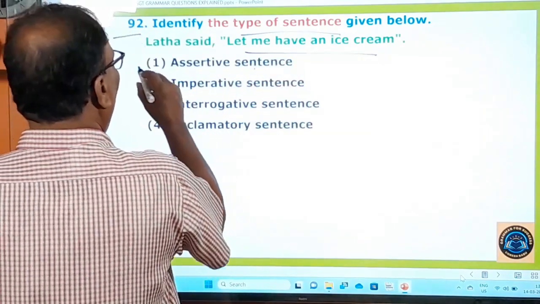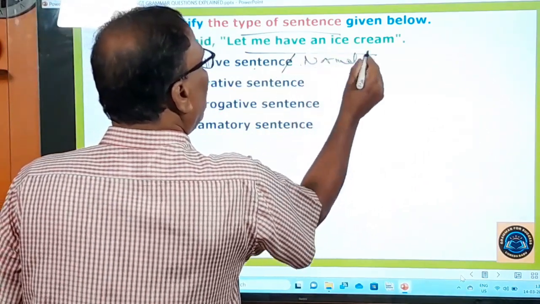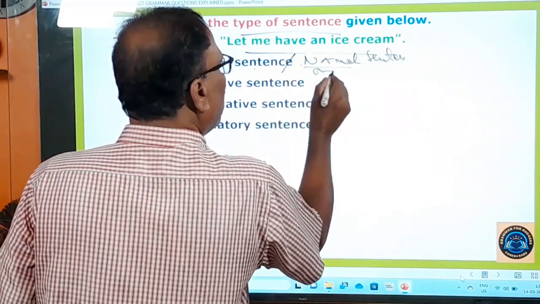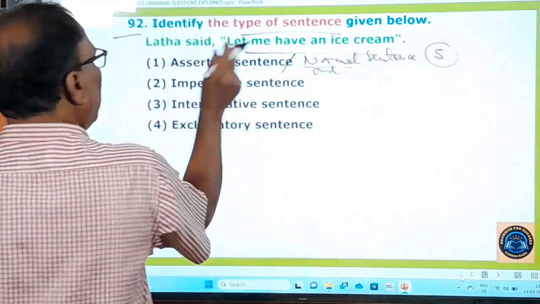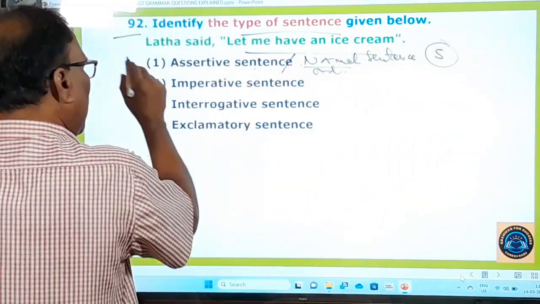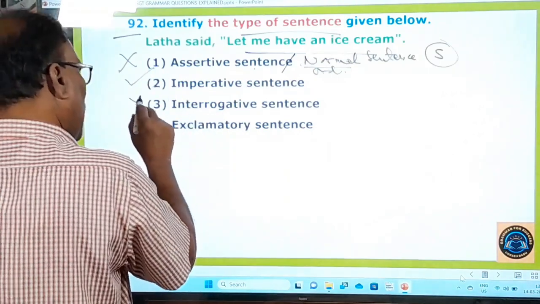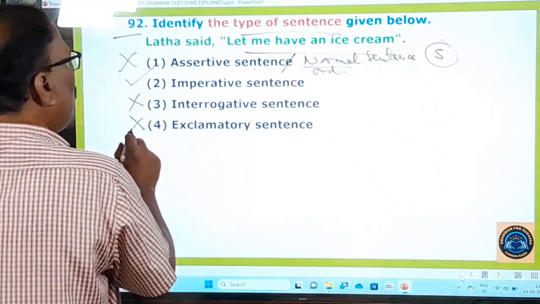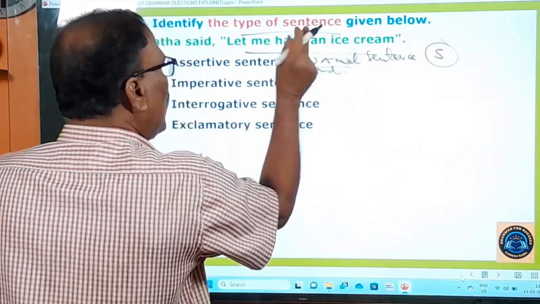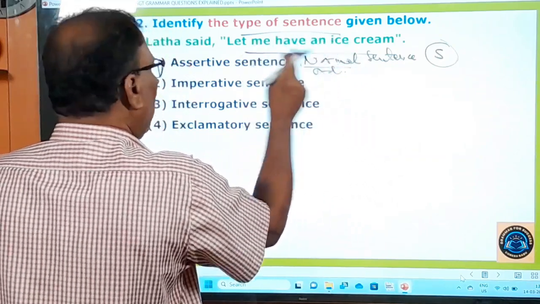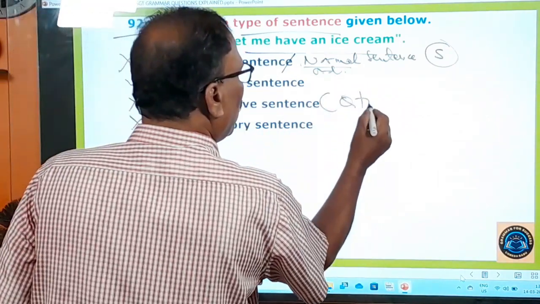Assertive sentence. I have already told you about that. Assertive sentence means a normal sentence, or ordinary sentence, beginning with a subject. But here this is not an assertive sentence, wrong. Imperative sentence, right. Interrogative sentence, this is also wrong. Exclamative sentence, wrong. So assertive sentence means a normal or ordinary sentence. So "let me have an ice cream" is not an assertive sentence, therefore this is wrong. And interrogative sentence means a question. In other words, question.